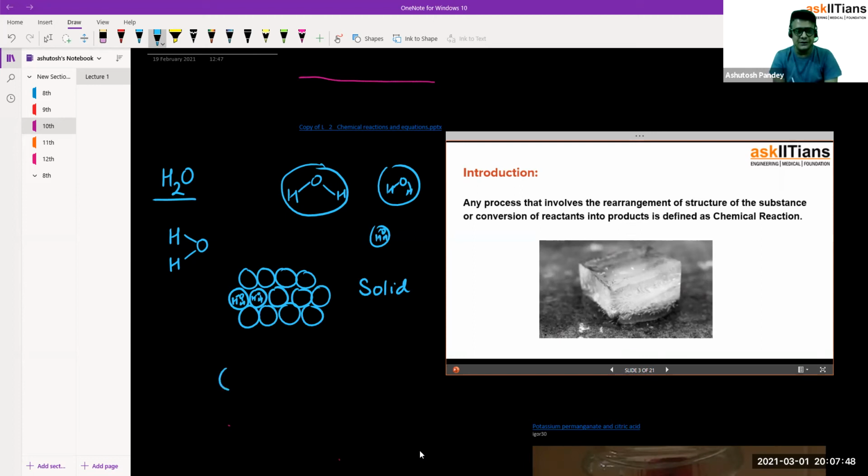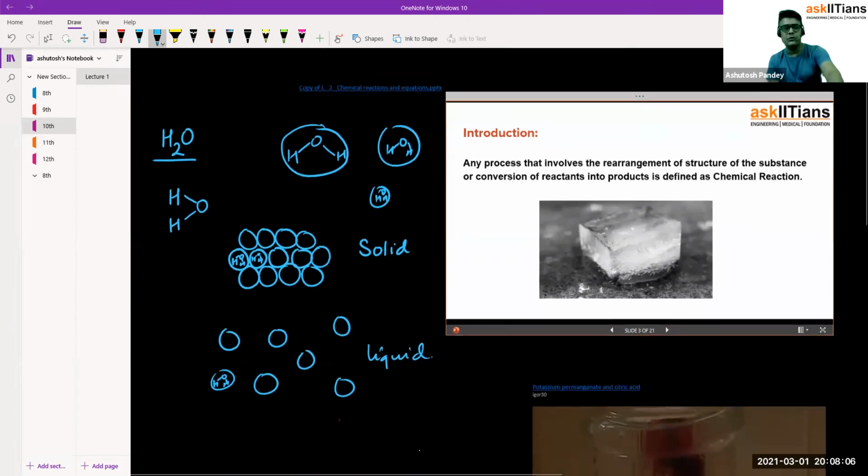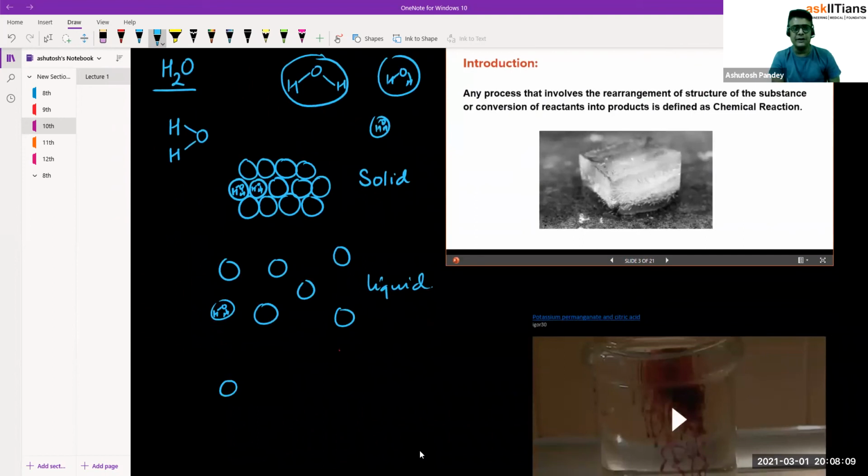Now, when they are away from each other, with more distance, then we'll call it liquid. But the molecular composition will remain the same: it was H2O and it is H2O. Then let's say we have a different condition where the distance is even more than in the liquid case, and then we'll call it gaseous or vapor. So let's say this is ice, some ice.